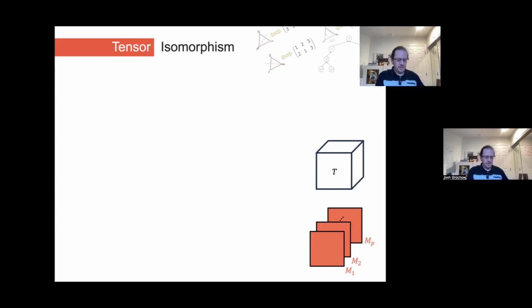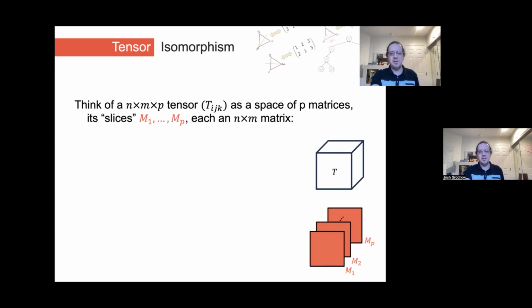Okay, to give you a bit more of a feel for what these things look like, I want to give you one way that we think about these objects that will come up over and over again. You can think of a tensor as this 3D box of numbers, but you can also think of the slices of this tensor as matrices. So if you have an n by m by p tensor, you can think of that as a space of p matrices, M1 up to Mp, each of which is an n by m matrix. Or in indices, the ij entry of the kth matrix Mk is t_ijk.